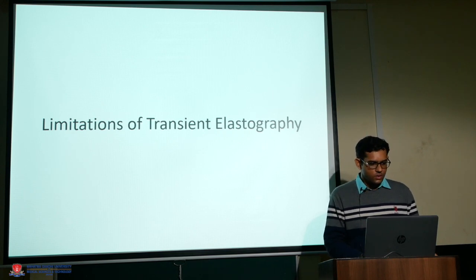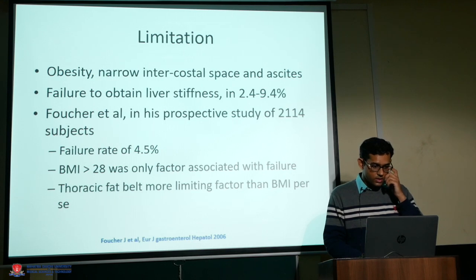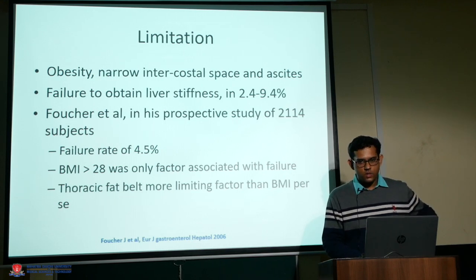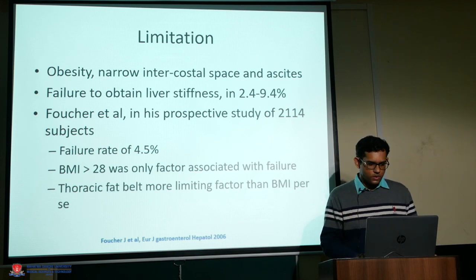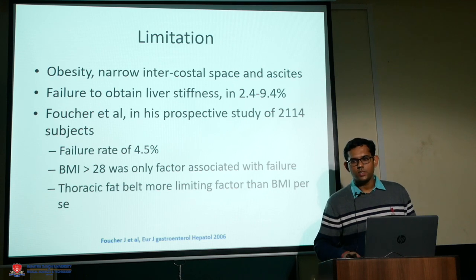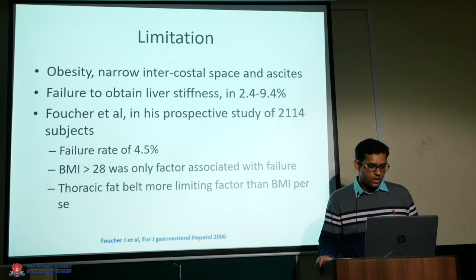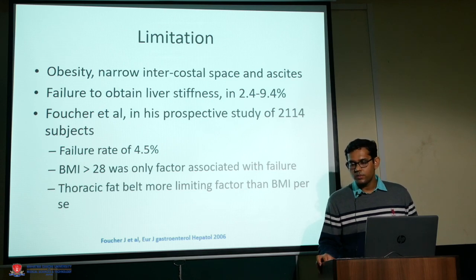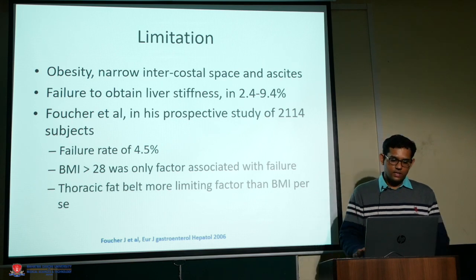Now, the limitations of transient elastography need to be discussed. In an obese patient having narrow intercostal spaces and ascites, it will give you a wrong value. Also, failure to obtain liver stiffness is there in around 2.5 to 9.5% of the patients. And in a prospective study of 2000 patients, the failure rate was around 4.5%. A BMI more than 28 was the only factor associated with failure. That is, in an obese patient, which most of our fatty liver patients might be, the value of this report may vary. A thoracic fat belt is a more limiting factor than BMI per se.